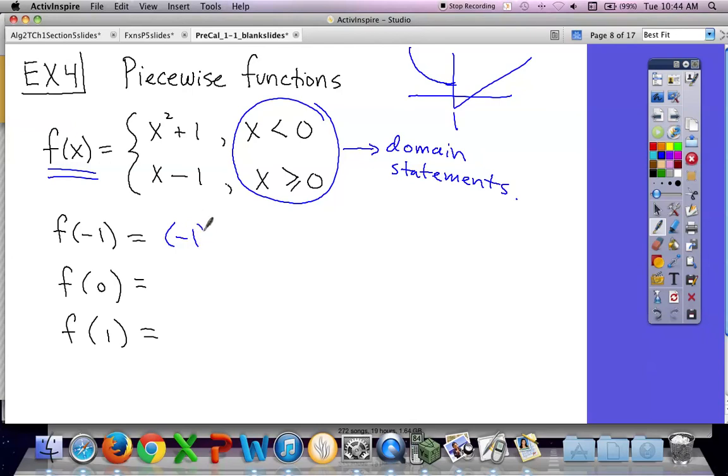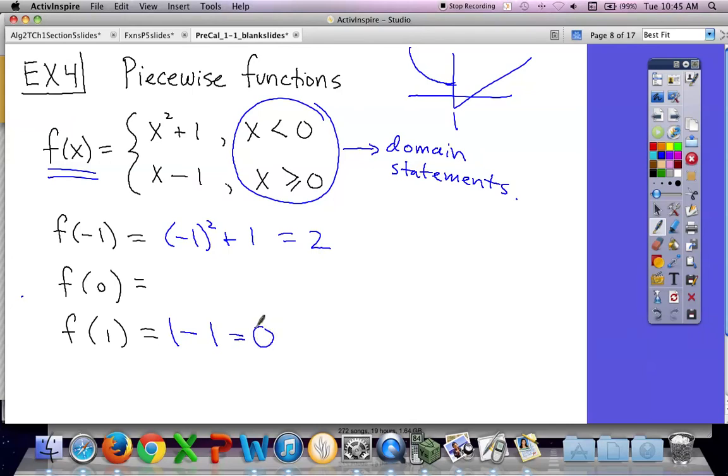-1 squared plus 1, which is 2. Right? Okay. Let's do the f of 1 next. Which function would we use? Which expression? f of 1. The second one, because 1 is greater than or equal to 0. So we would say 1 minus 1 equals 0.